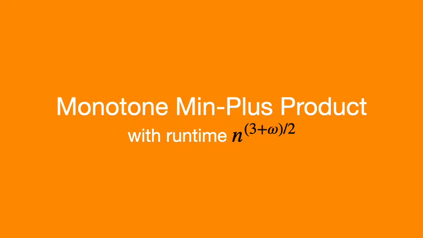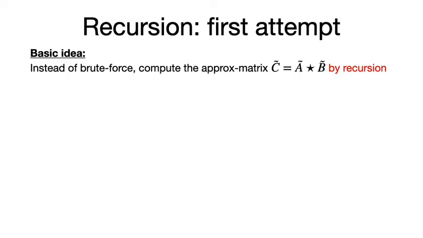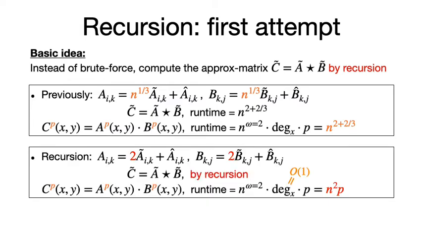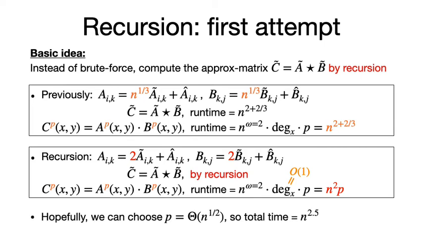Now, we are ready to describe our full-fledged algorithm that achieves the exponent of 3 plus omega over 2. One bottleneck of our previous algorithm is computing the approximation matrix in the first place. A natural idea is to compute it in a recursive manner and gradually scale all the values bit by bit. Hopefully, we can reduce the time to n squared times p, which is n to the 2.5 if we choose p to be order root n.